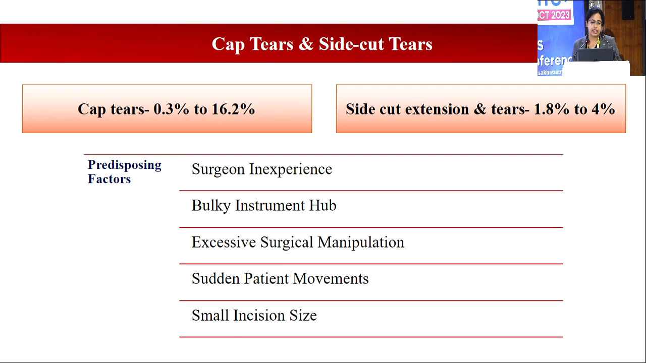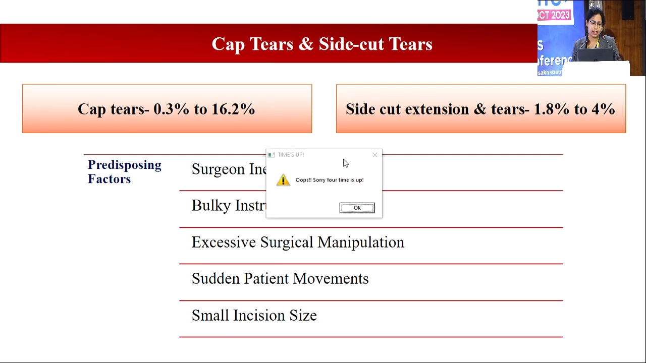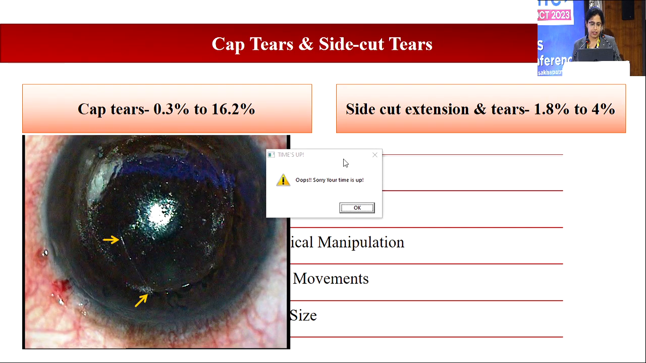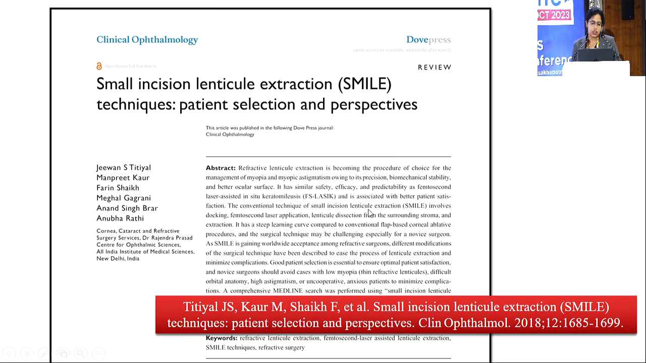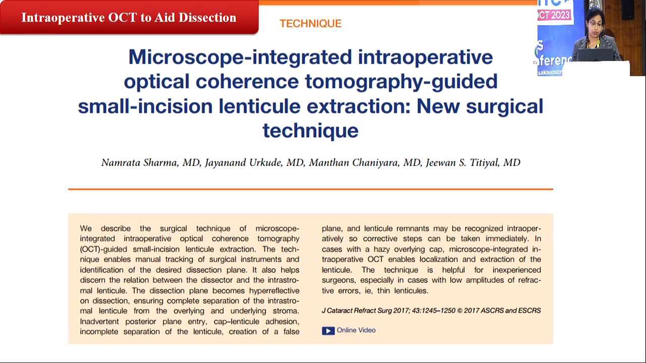Cap tears and side cut tears are a corollary of difficult dissection and will be observed in initial cases. They decrease with experience. So patient selection is important. Try to avoid thinner lenticules in the initial cases, but eventually identifying the edge is important, and the thickness of the lenticule does not matter so much once you know the principles of dissection. Microscope integrated IOCT is a helpful tool.